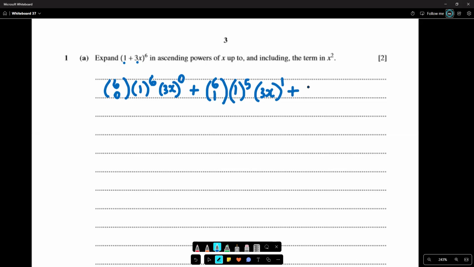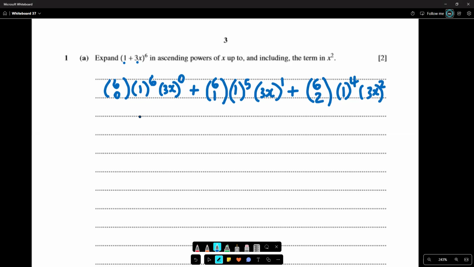And now, I'm sure you guessed, that is going to be 6 choose 2, right? And then it's going to be 1 to the power of the difference, which is now 4 between 6 and 2, and then you have 3x to the power of 2. Now, this one is going to give us the x squared. So I'm going to stop there, ladies and gentlemen, and then let's see from there.